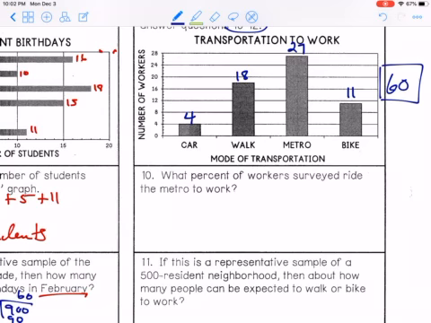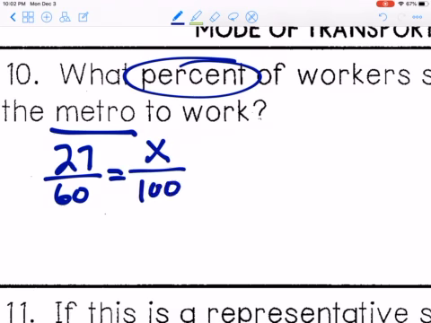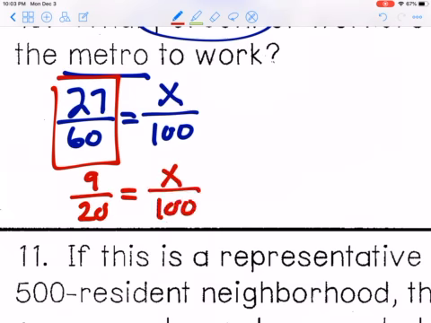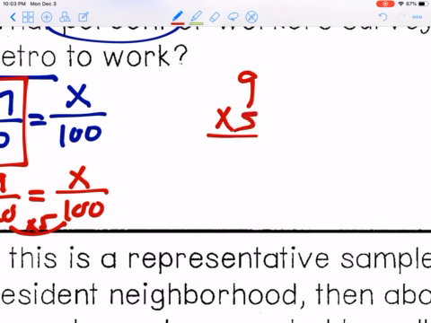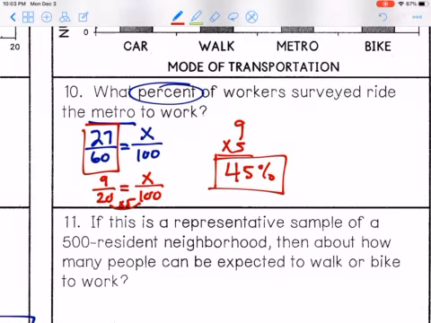It says, what percent of workers surveyed ride the metro to work? The metro. So that's 27 out of the 60. And it wants percent. So remember, that's out of 100. So we can reduce the fraction. When we reduce this fraction by 3, we get 9 over 20. Now that helps us a lot because this changes times 5. So if I multiply 9 times 5, I get 45%. Again, remember that this is a video, so you can pause it and go back.